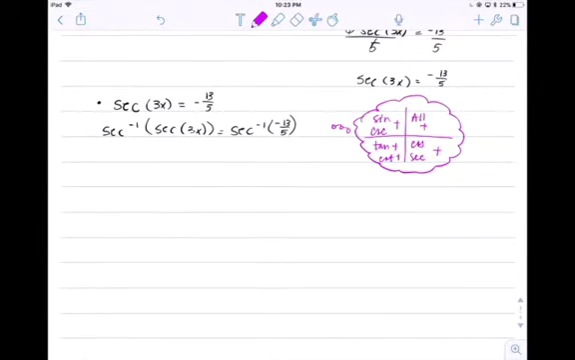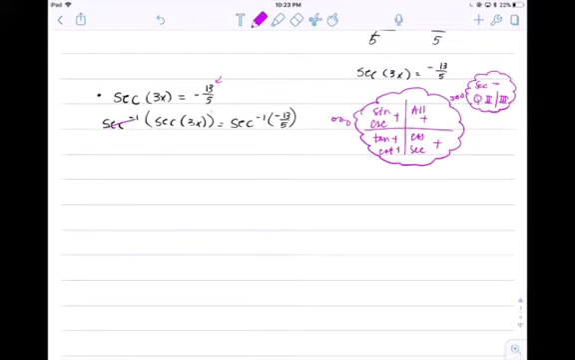Since here secant of 3x is a negative value, secant is negative in quadrant 2 and quadrant 3. So we're actually going to be working with values in quadrant 2 and quadrant 3. All right, so let's go ahead and keep solving.